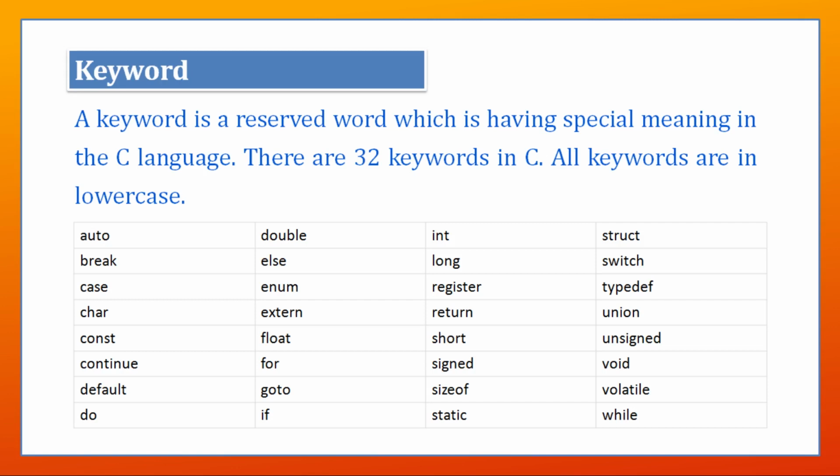Keywords. Keywords are reserved words which have special meanings in C. There are 32 keywords in C language. All the keywords are specified in lowercase. We will see the usage of these keywords whenever we use them in the program for their intended purposes.